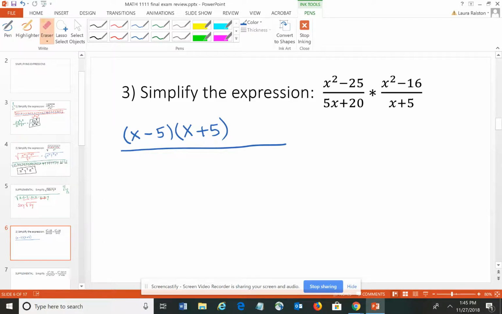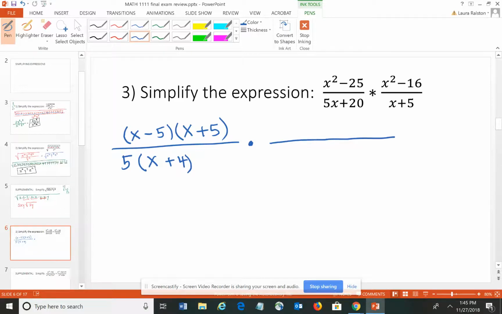Then I'm going to look at the denominator, 5x plus 20 has a common factor of 5, and I'm left with x plus 4. Looking at the second fraction, x squared minus 16 is the difference of 2 squares. It's x minus 4, x plus 4, and then in the denominator, x plus 5, it's already broken down as far as it'll go because you have an exponent of 1 on the variable.